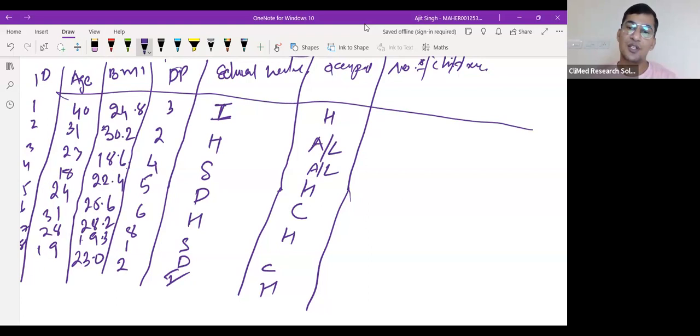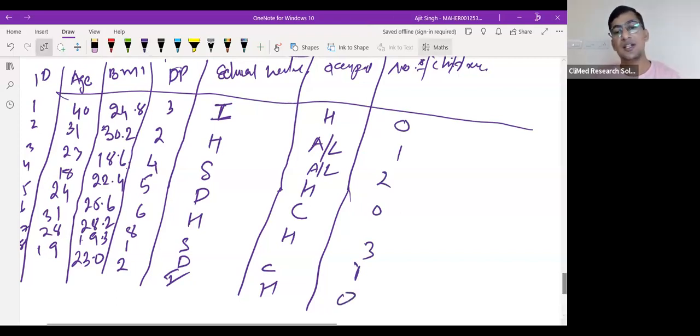And then number of children, like suppose this has 0, this has 1, this has 2, this has 0, this has 3, this has 1, this has 0. Okay, this is the number of children.